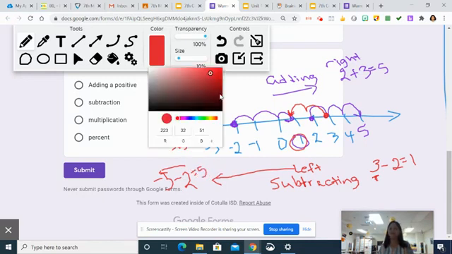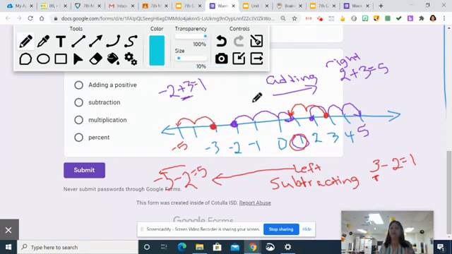Then we talked yesterday about adding negatives. What happens? We talked about if you're adding a number, you're going to the right. But then we said, what happens when you're adding a negative? You have to change direction.